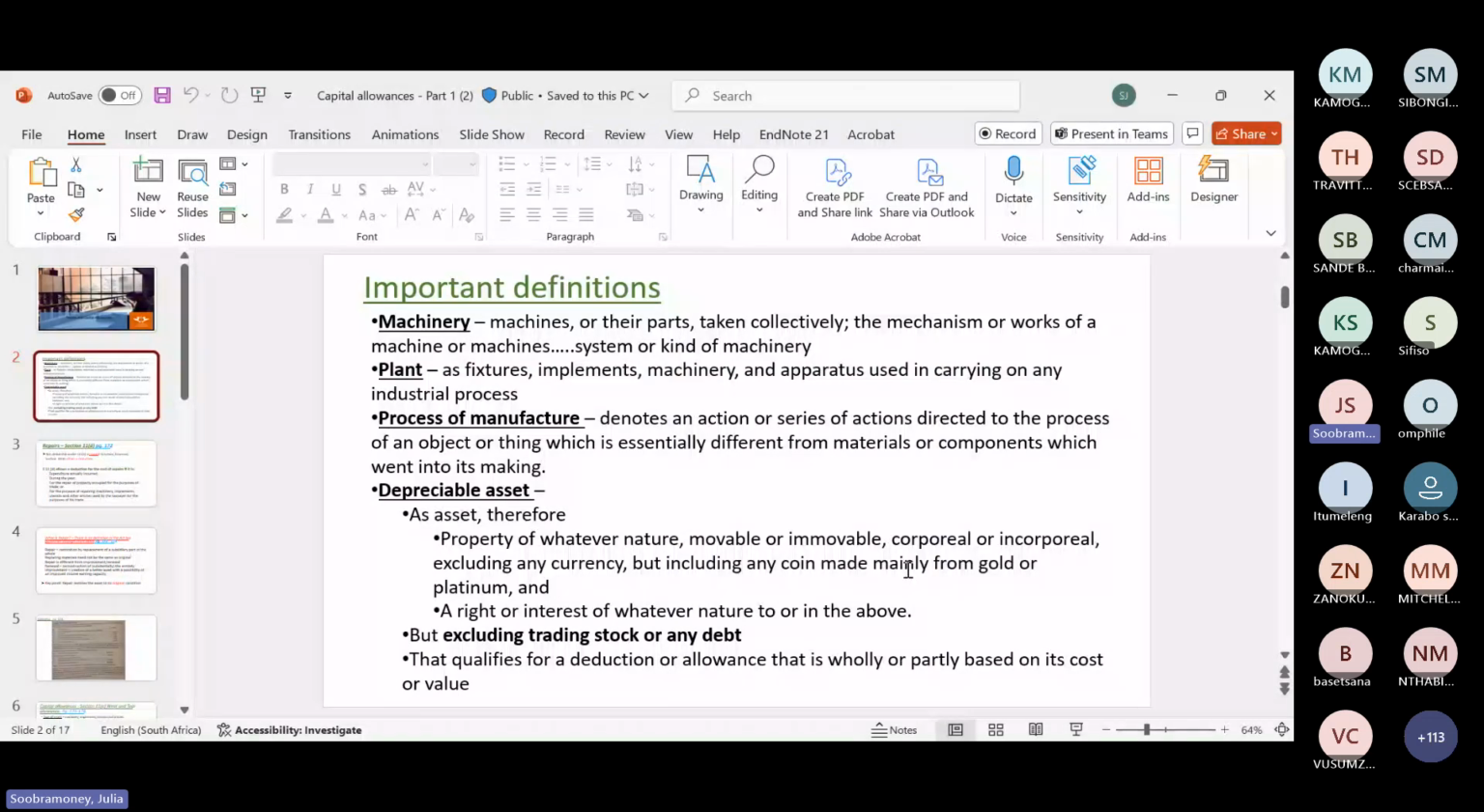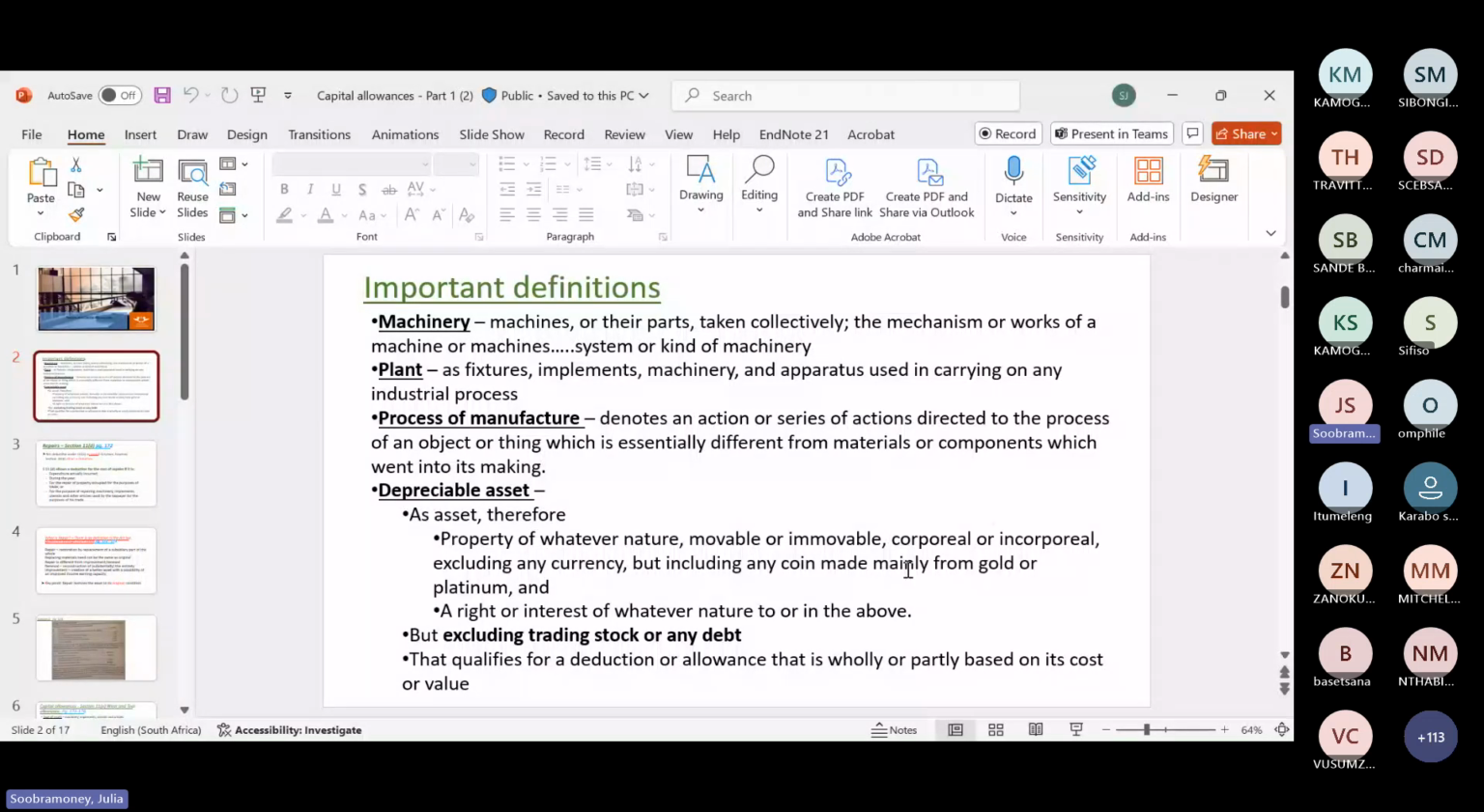Thank you. So a depreciable asset is property of whatever nature, movable or immovable. That one's an easy one, right? A vehicle in a business is movable. The microwave in the canteen is movable. Immovable is your land, such things that you cannot move.